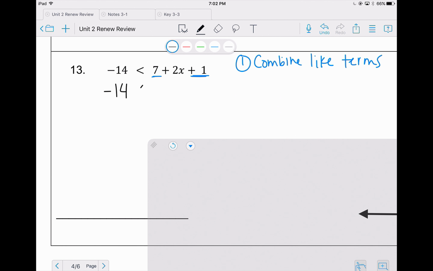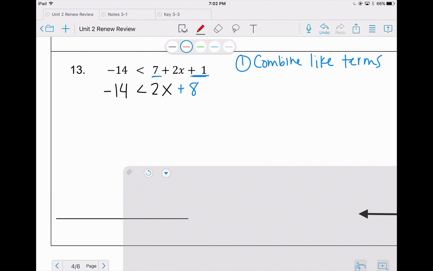The negative 14, the less than, and the 2x all stay the same. And then 7 plus 1 is 8. Remember, same side combine. When you combine, you follow the terms exactly like what you see. The only time we do the opposite is when we're moving sides, because these are on the same side and we're just trying to clean it up. We do exactly what it says. Step 2 is to box the variable.